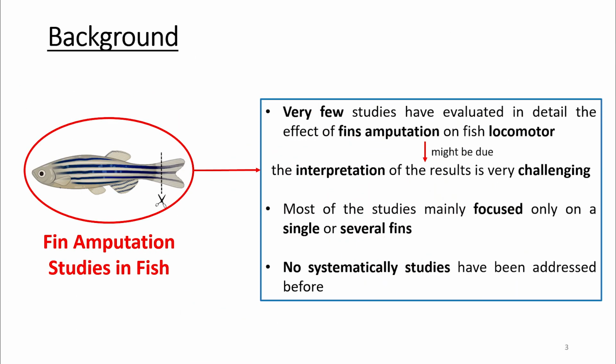Despite the importance of fins in fish, unfortunately, very few studies have evaluated in detail the effect of fin amputation on fish locomotor activity, especially zebrafish. This might be because, in most of these studies, the interpretation of the results is very challenging, since the power of the fish to compensate for such deficiencies after amputations by suitable action of the remaining fins on the general equilibrium is so great. Moreover, most of the studies mainly focused only on a single or several fins.